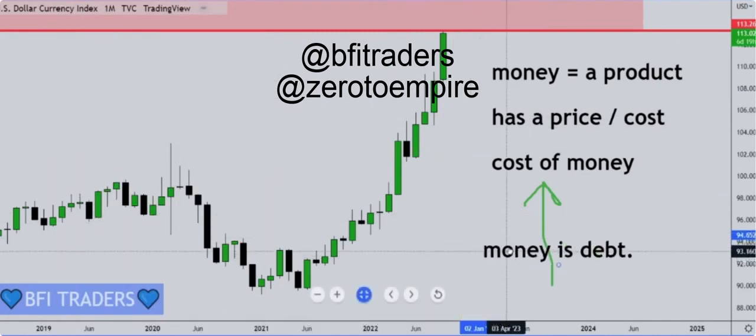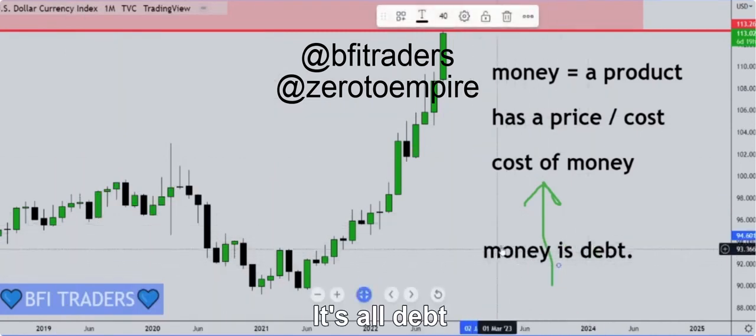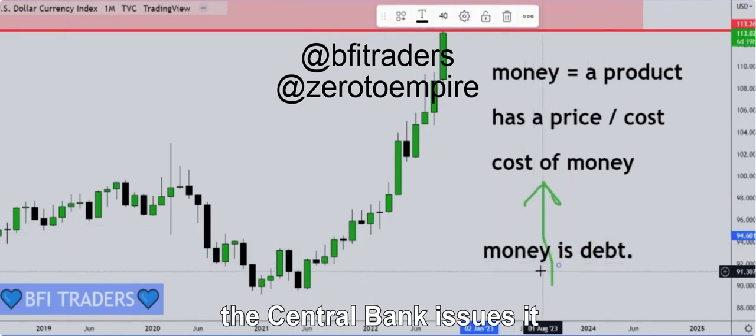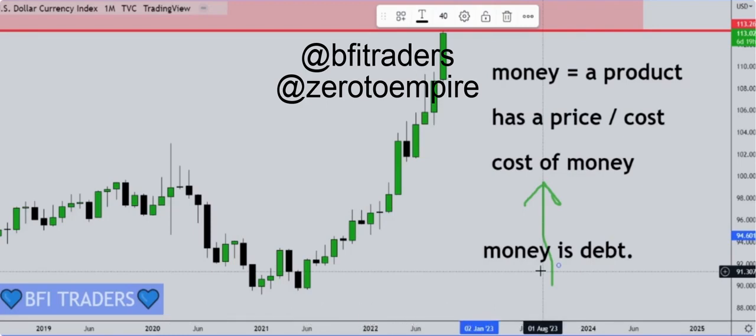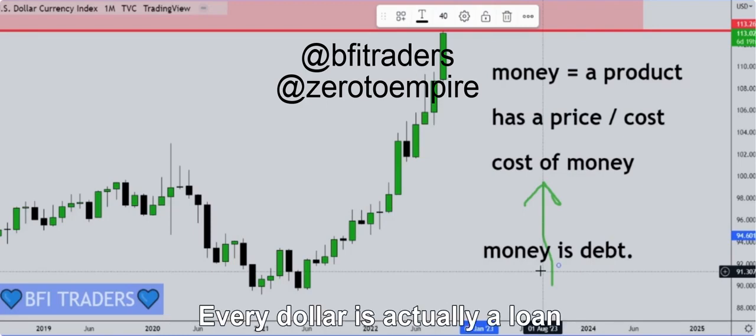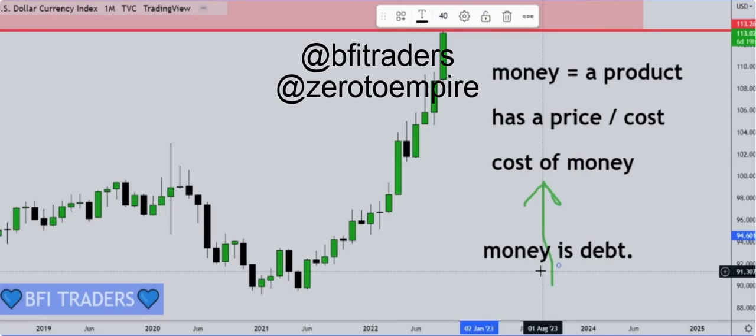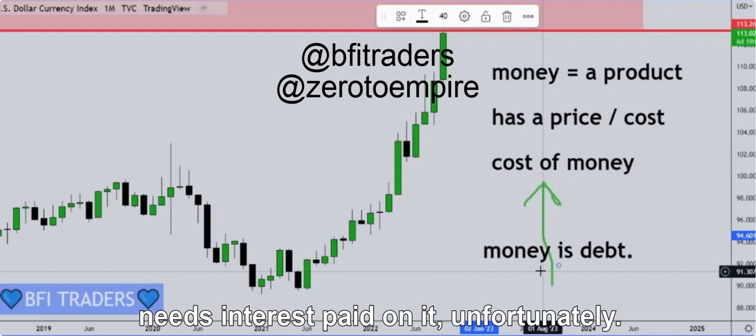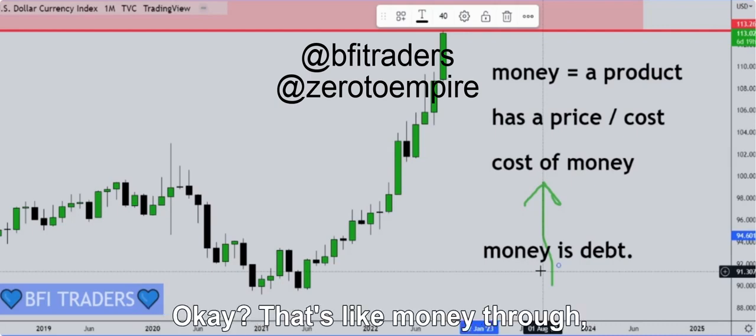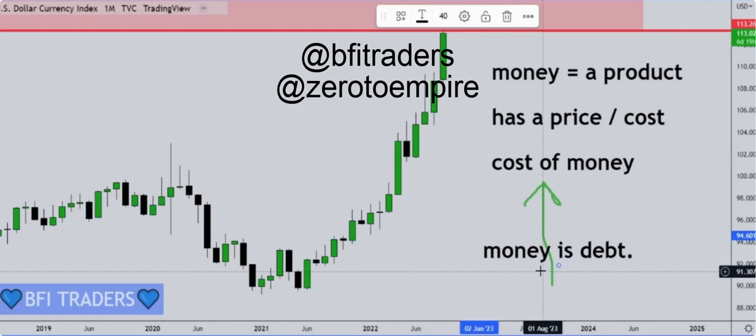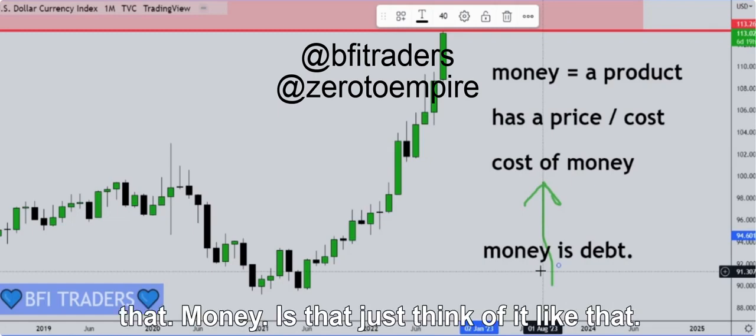Guys, there is no money. Okay, it's all a loan, it's all debt. The central bank issues it. It's fiat currency off a blank check in simple terms. But every dollar is actually a loan that needs interest paid on it, unfortunately. So there is no such thing as debt free. That's like money free. There's no money if there's no debt. Money is debt. Just think of it like that.